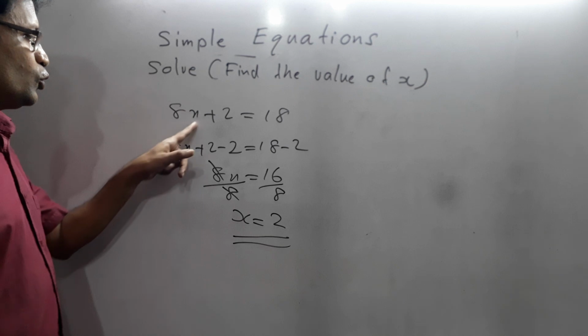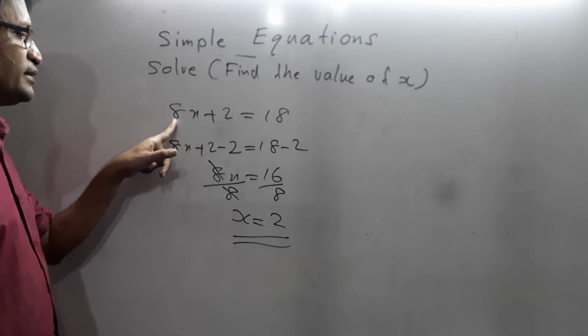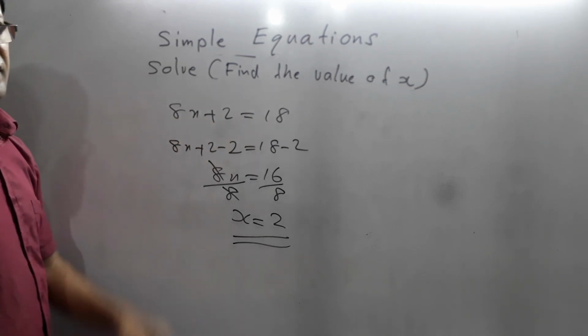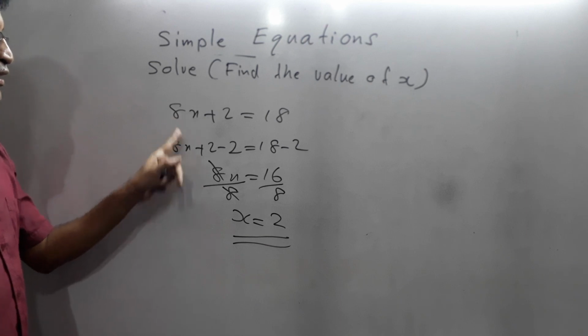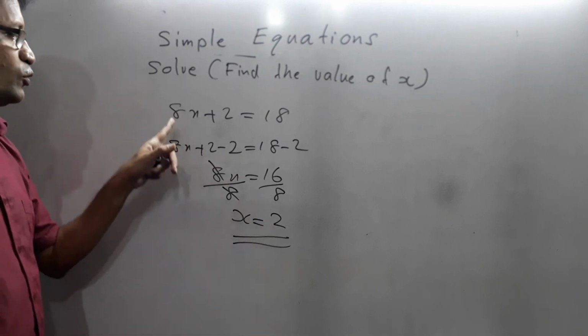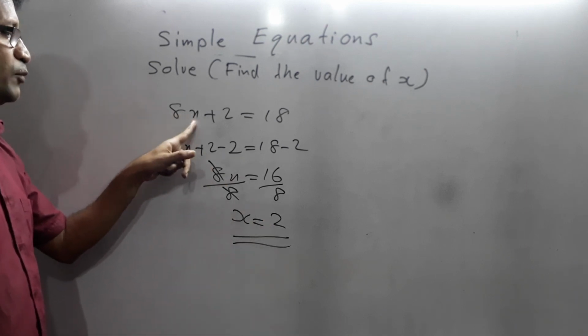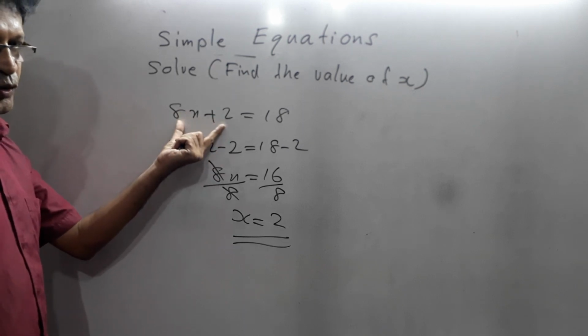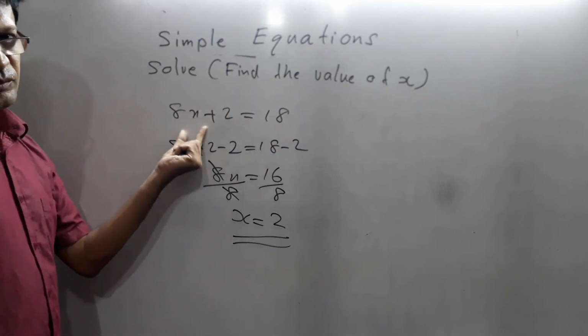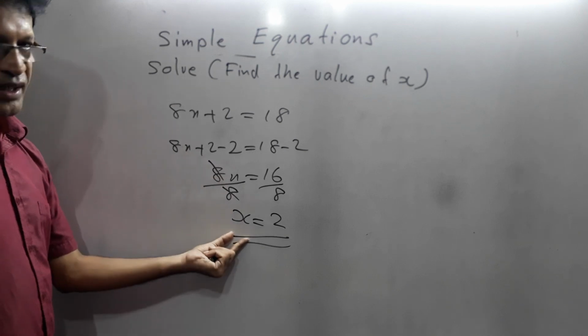We'll check it. 2 times 8 equals 16. 16 plus 2 is what? 18. Okay. This side, if you substitute x equals 2 into 8x, 2 times 8 is what? 16. 16 plus 2 is what? 18. This side you got 18. This side also 18. So both sides are equal. That means our answer is correct.